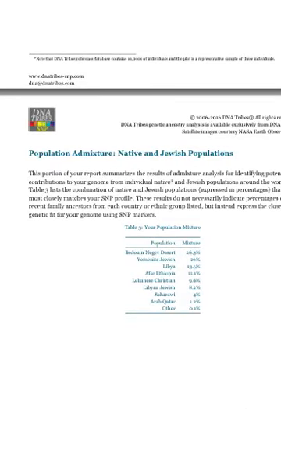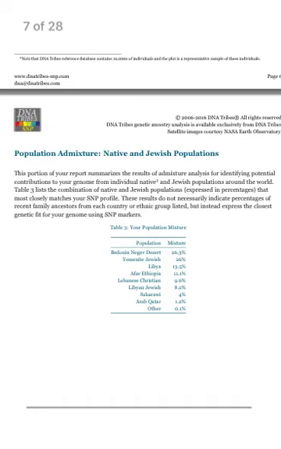So this is where it starts to get interesting. Population admixture for native and Jewish populations.